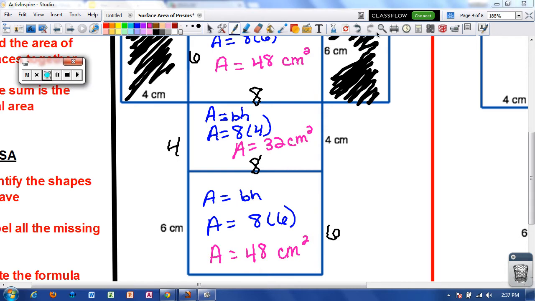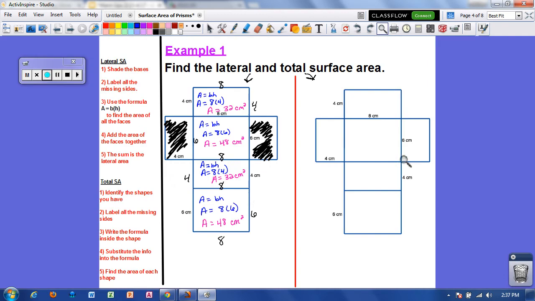Okay, so now that I have every single area, what I want to do is add all of those areas together. So I have 32, 48, 32, and 48 again. And now I'm just going to add those together. 2 plus 8 is 10, plus another 10 makes 20. 2 plus 3 is 5, plus 4 is 9, plus 3 is 12, plus 4 is 16. So my total, or my lateral surface area, equals 160 centimeters squared.